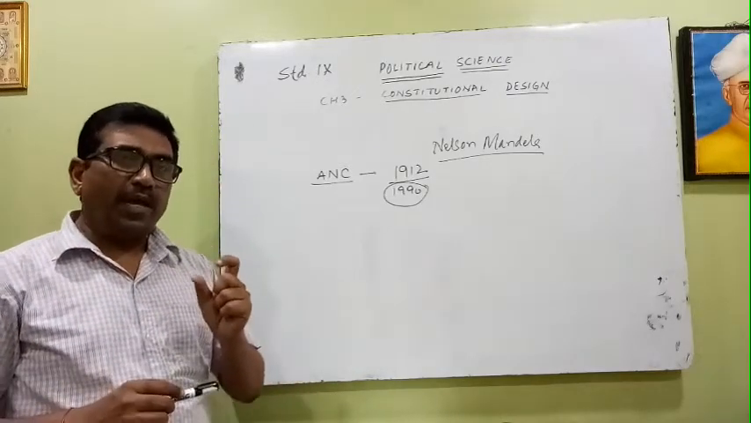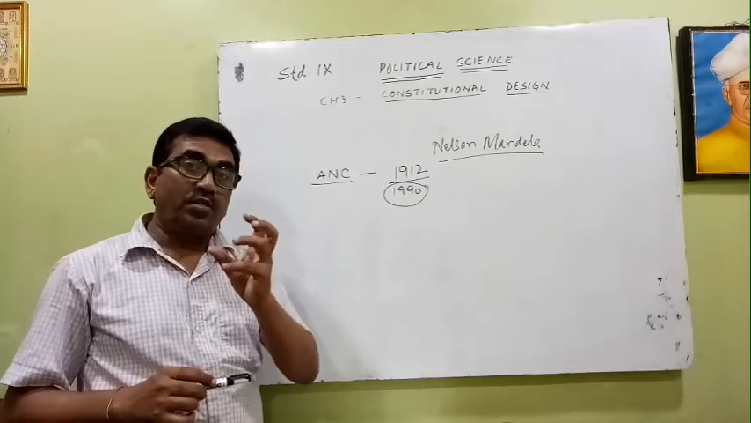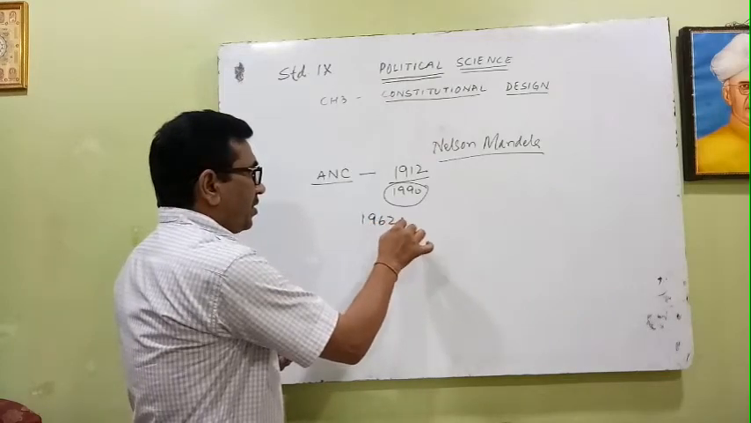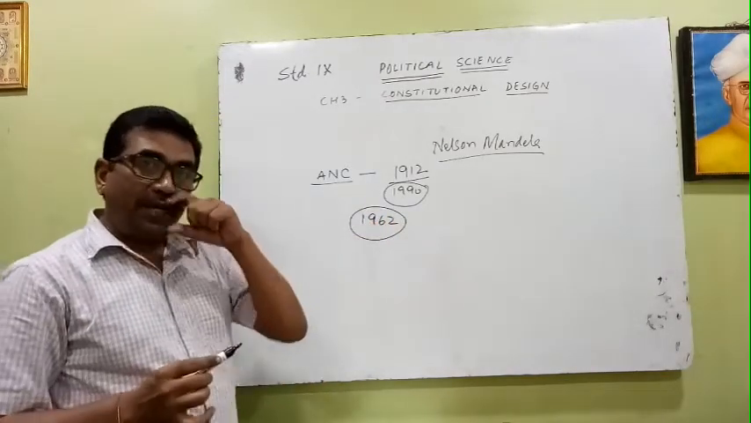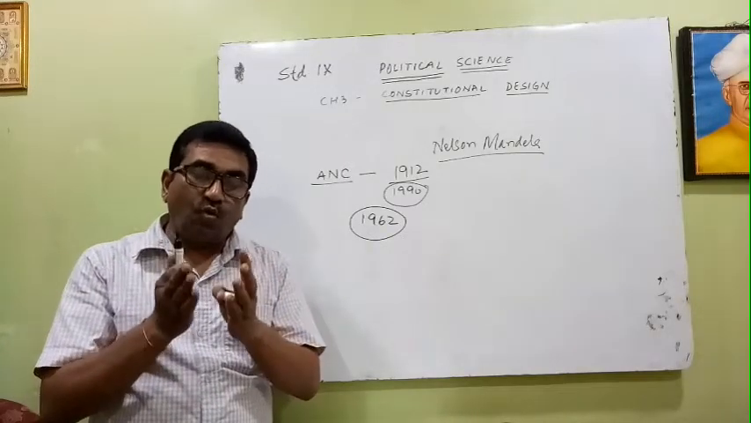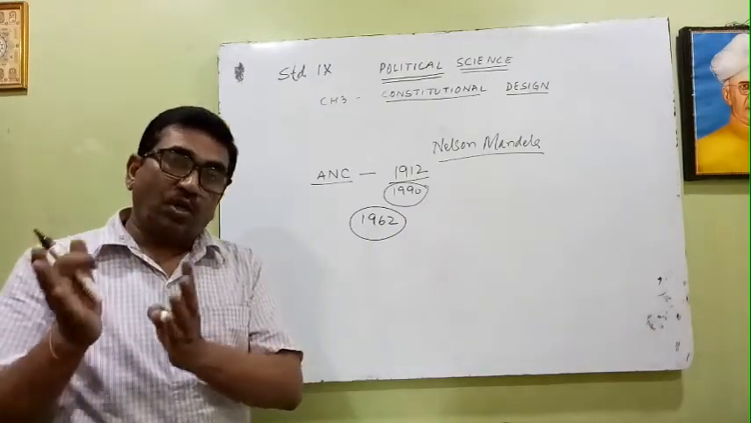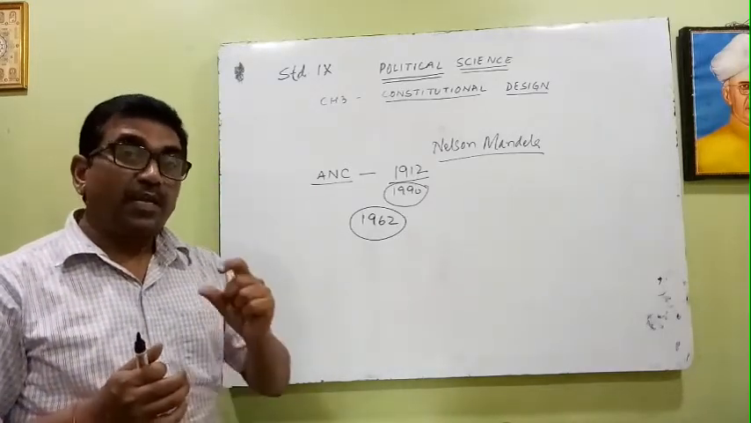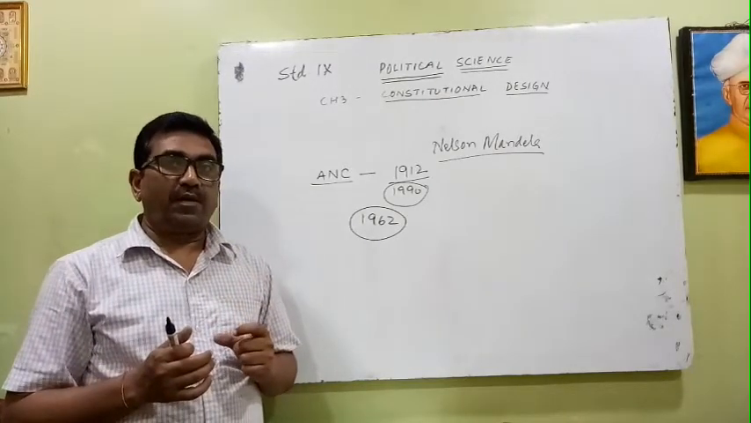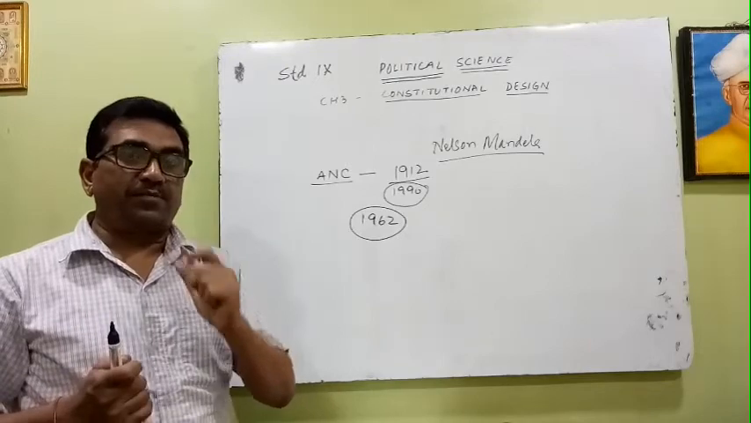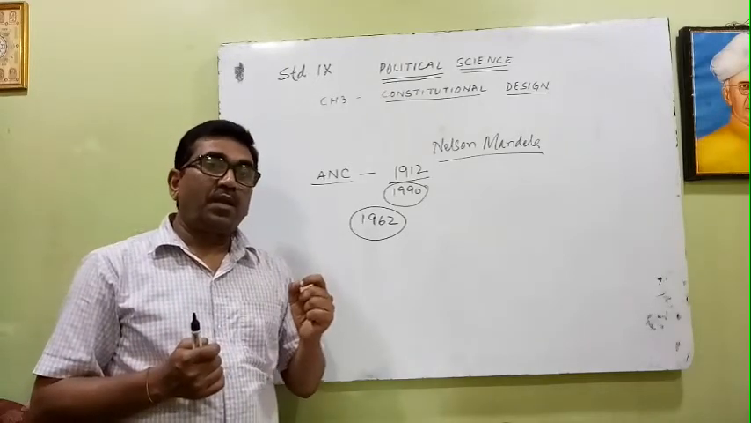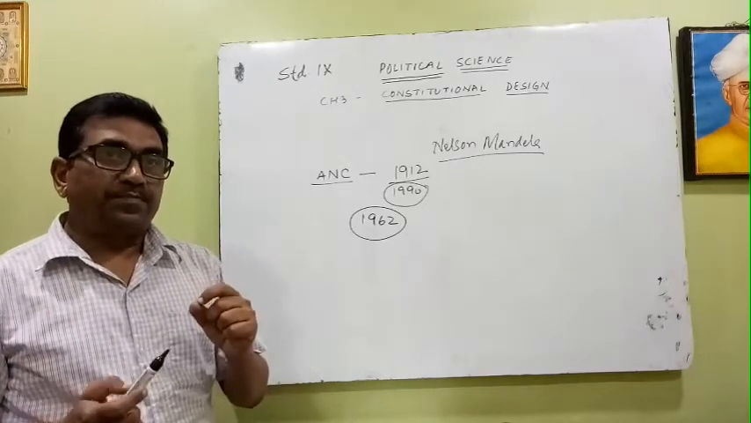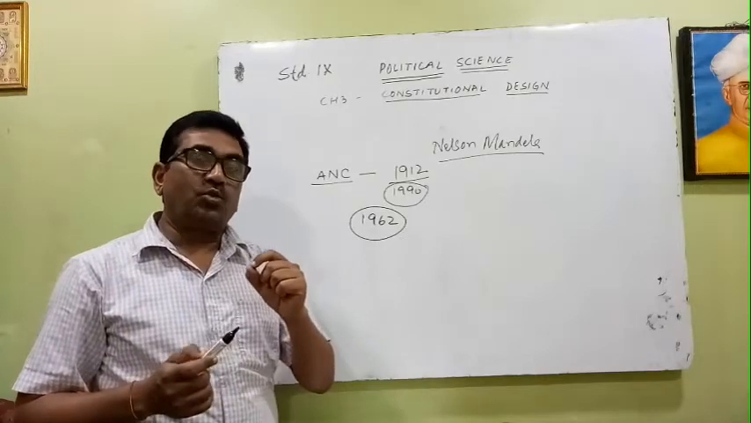Among them, he went for overthrowing the government. In 1962, he tried to throw out the government of South Africa. He was arrested and charged with treason. He was not alone; seven of his partners were also sentenced to jail.